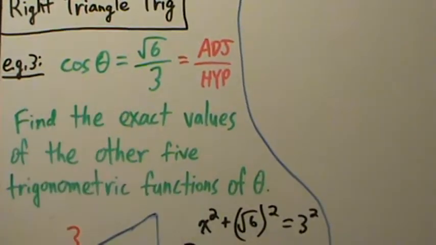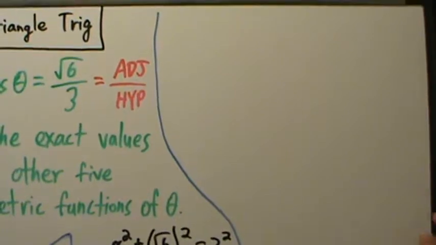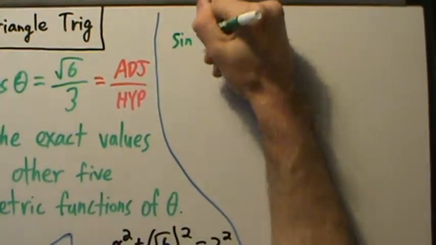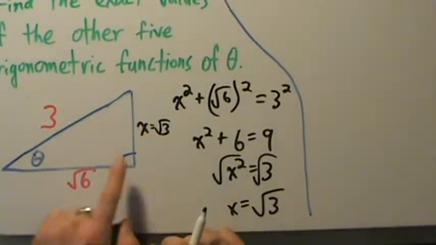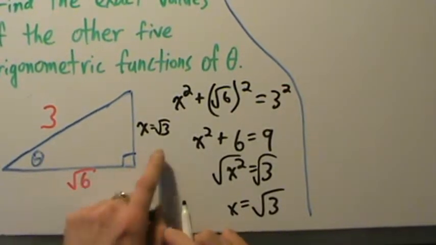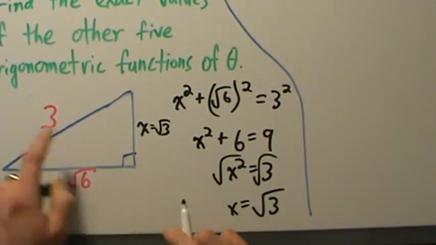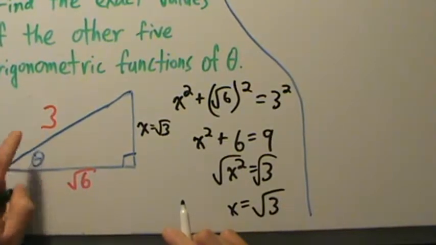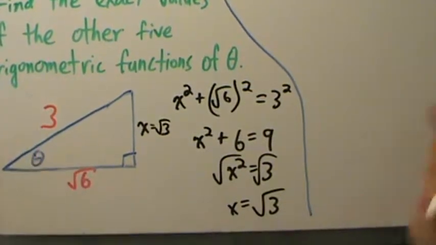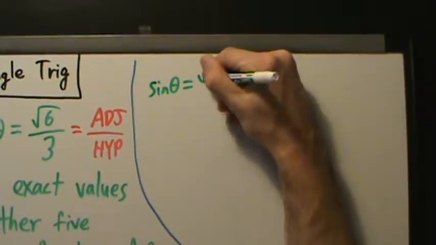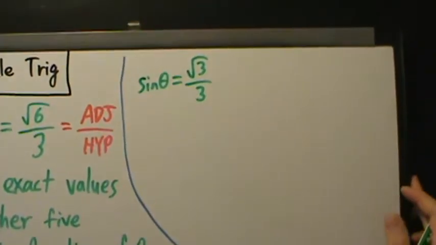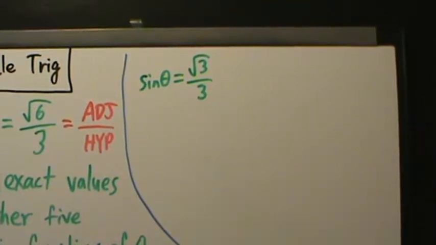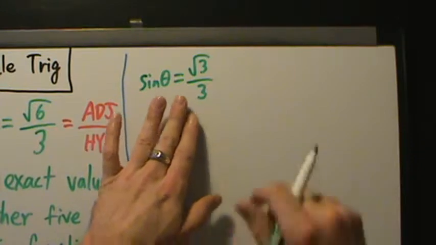So cosine's already given to us, so let's figure out what sine of theta is going to be. Well, sine of theta is opposite over hypotenuse. We just found out the opposite is the square root of 3, and the hypotenuse we were given is 3. So the sine of theta is opposite over hypotenuse, which is root 3 over 3. Okay? So if you like rationalizing the denominator, you can leave it like this.